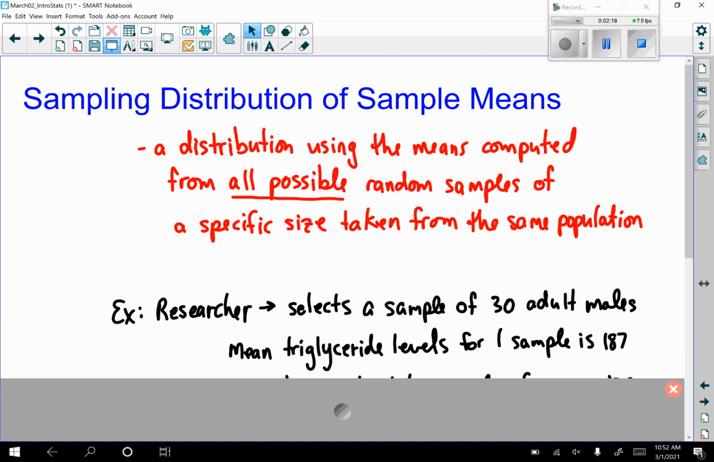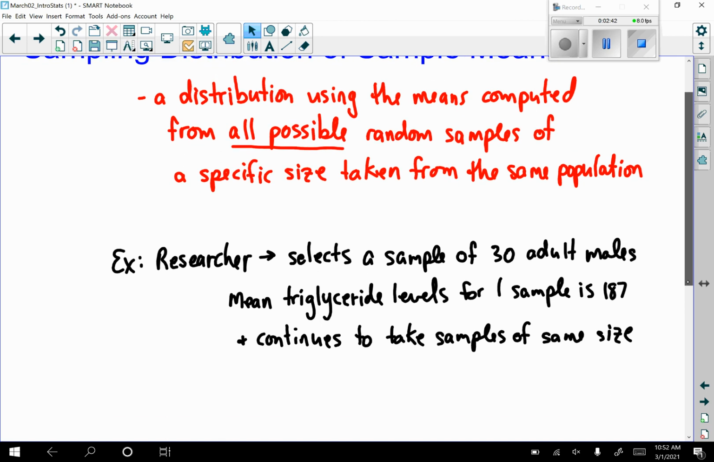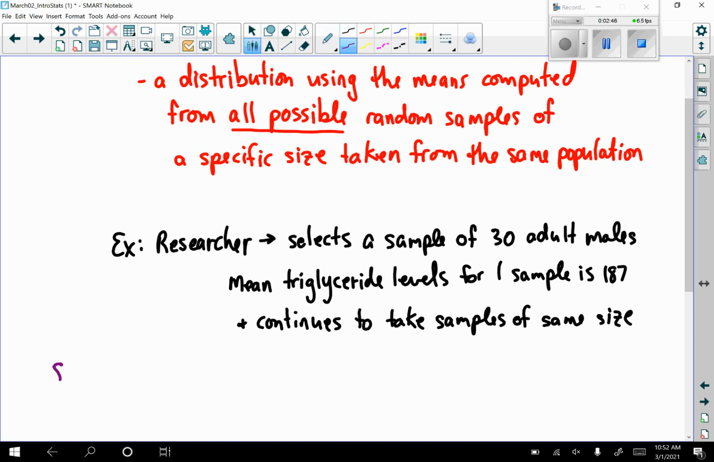So let's suppose a researcher selects a sample of 30 adult males and they want to get their mean triglyceride levels for one sample. Let's say that's 187. And then they continue to take samples of the same size and make note of the sample means. So again, let's say that first sample mean was 187. Then they continue to do this. The next sample mean is 192, and let's say 184, and then they keep doing this. And then the last one would be 196. This is an example of a sampling distribution of sample means.